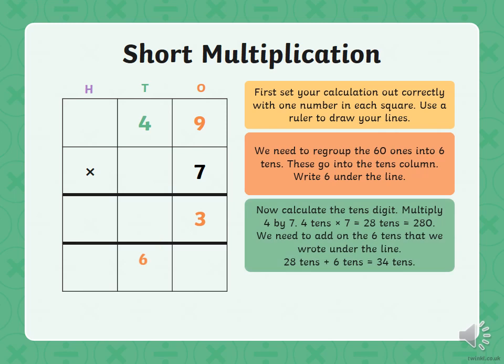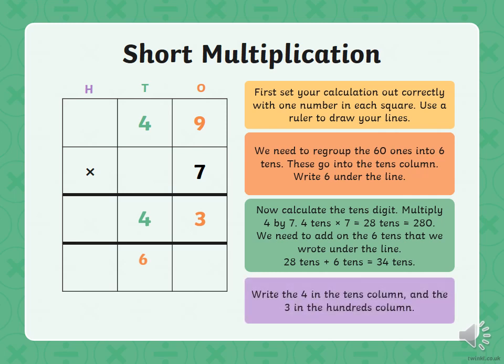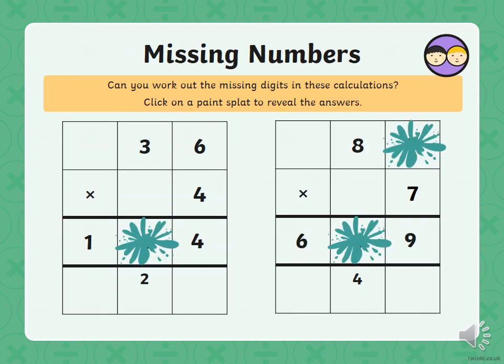Now calculate the tens digit. Multiply 4 by 7. 4 tens times 7 equals 28 tens, which is 280. We need to add on the 6 tens that we wrote under the line. 28 tens plus 6 tens equals 34 tens. Write the 4 in the tens column and the 3 in the hundreds column. Can you work out the missing digits in these calculations? Click on the paint splat to reveal the answers.